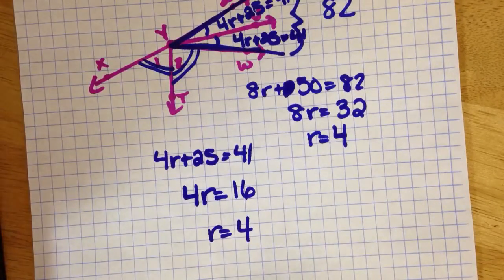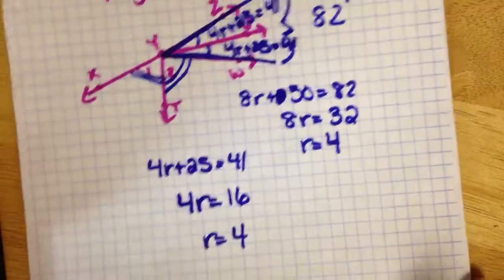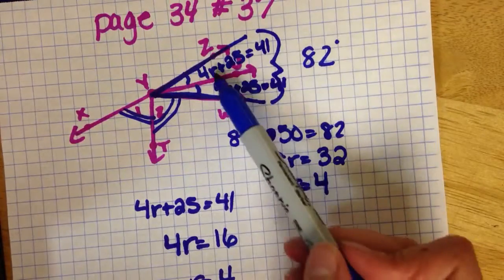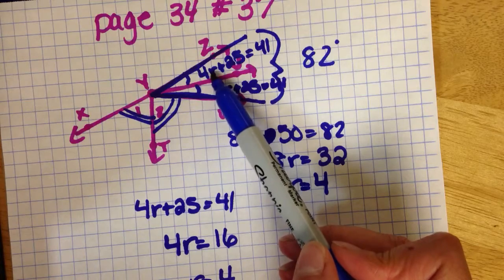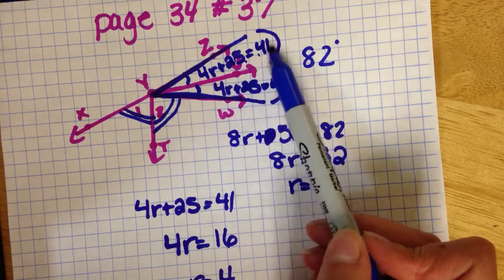And that's all I'm asked to do, is to find r. If you want to, you can take this 4 and plug it back in. 4 times 4 is 16, plus 25 is equal to 41.